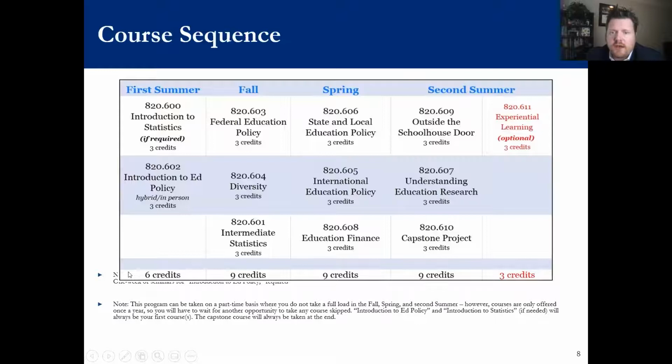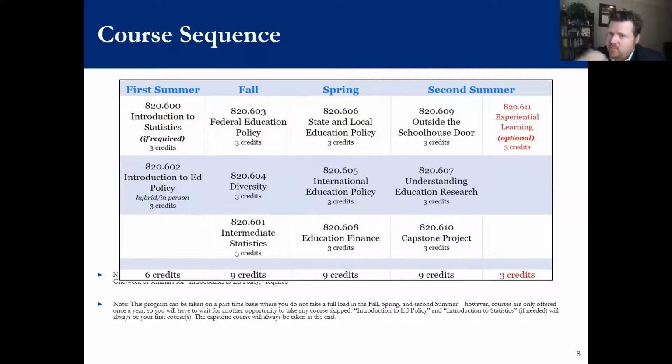So here's a breakdown of our course sequence. I'm sorry, I screwed up the formatting, so I made some changes. But you can see here that we offer a variety of classes beginning in your first summer. If you're going full time, you would take an introduction to statistics class. We can talk about what that if required means. And then your intro to ed policy class.